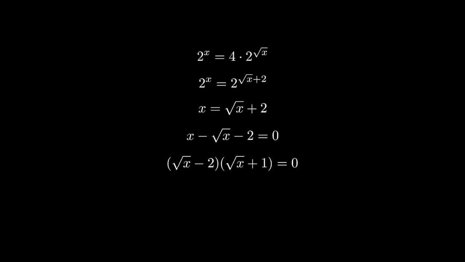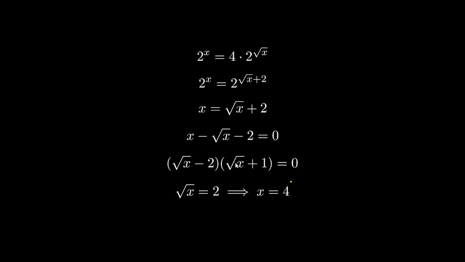If you want, you can make a substitution. Let's say u equals square root of x, and you'll get u squared minus u minus 2 equals 0. And that factors into u minus 2, u plus 1 equals 0. Or you could just factor it and say square root of x minus 2 times square root of x plus 1 equals 0. So then you just set square root of x minus 2 equal to 0. So that's square root of x equals 2. Square both sides to get x is 4.